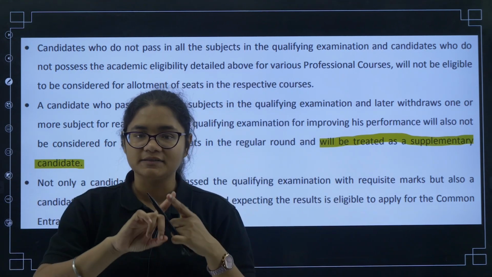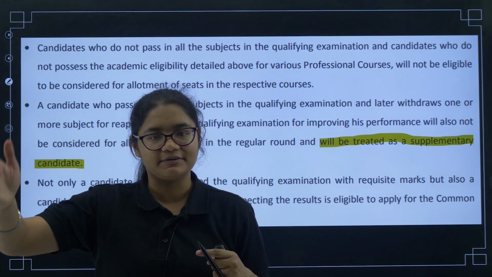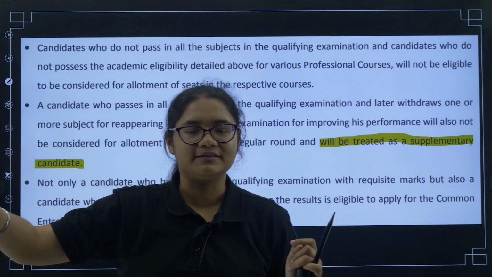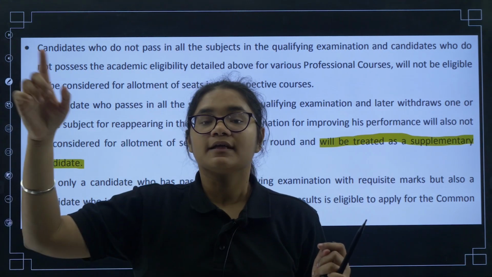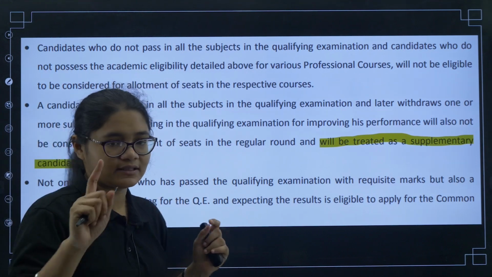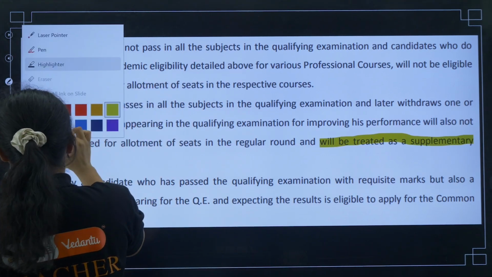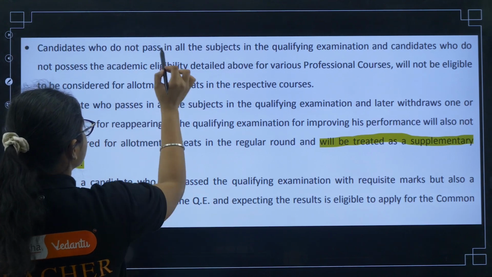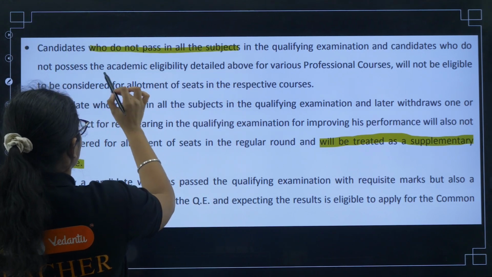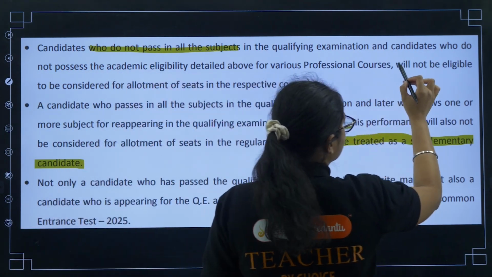You have to get pass marks in all the subjects, and in physics plus maths plus chemistry or bio or CS or electronics, or I think I missed any other branch, there 45% aggregate is required. Okay, so this has to be there. So the basic thing is you have to pass in all the subjects. Candidates who do not pass in all the subjects and do not possess the academic qualification will not be eligible.